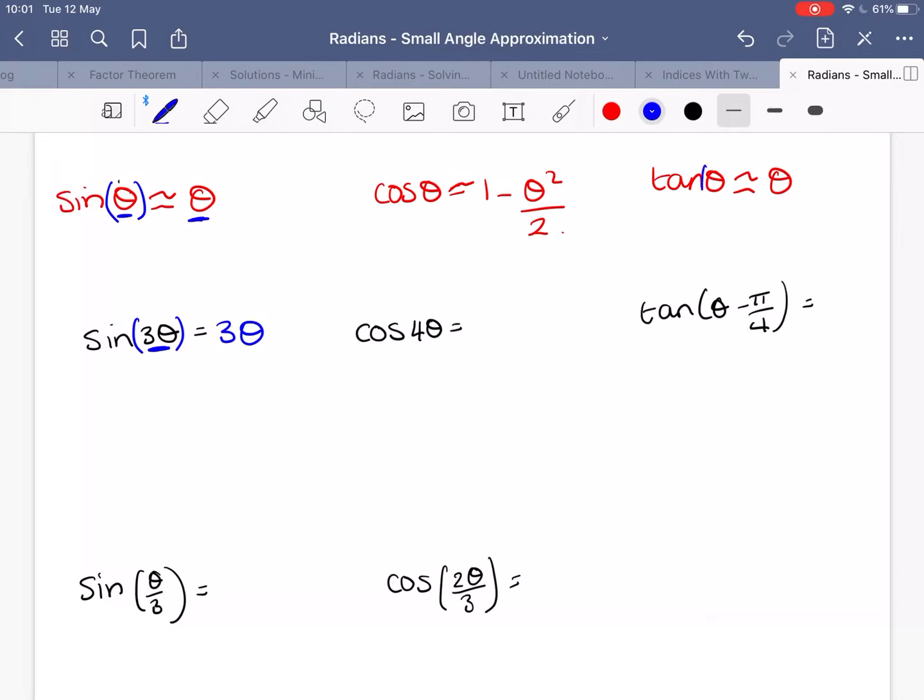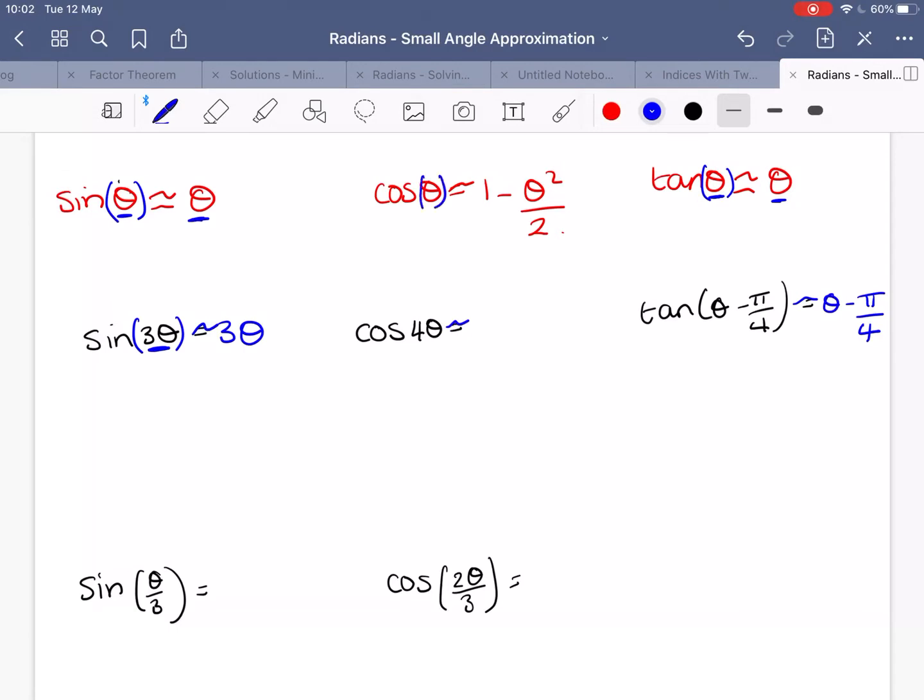So if I know that tan of theta equals theta, then the tan of theta minus pi by 4 is going to be theta minus pi by 4, approximately. So these all should have the little approximately symbols now. Now, when you go to cos 4 theta, you have to be careful, okay?